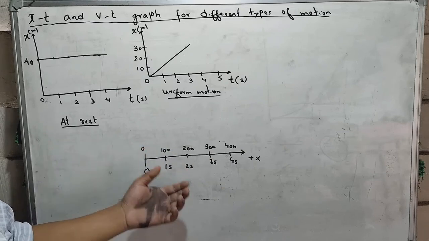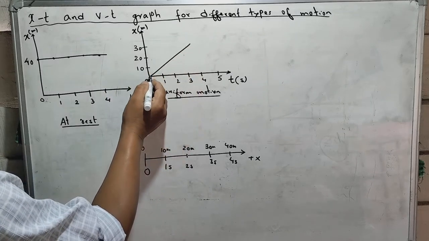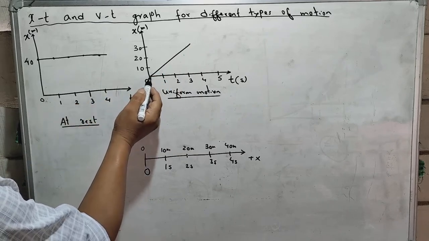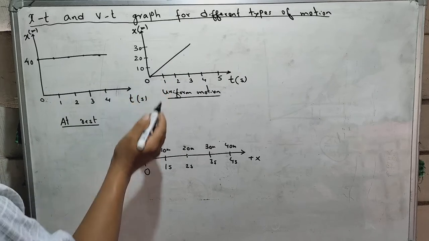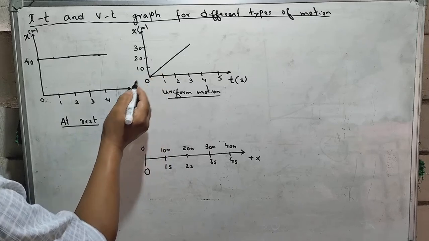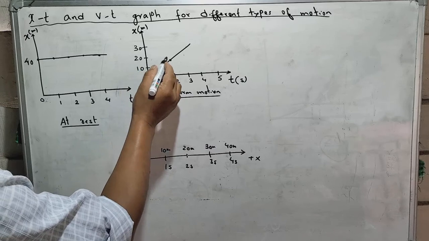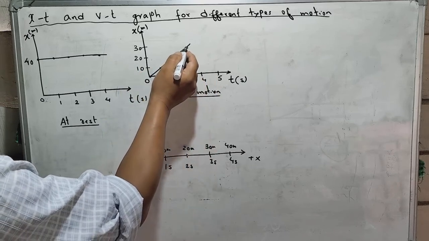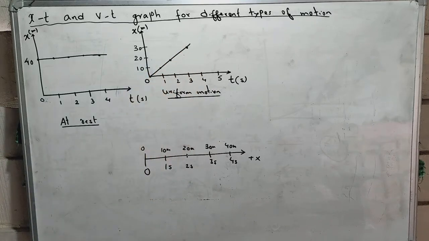When you plot the situation in a graph, you will find a straight line passing through the origin. Why do we get this graph? Look, when the time is 0, the position is 0. When the time is 1 second, the position is 10 meter. At 2 seconds, 20 meter. At 3 seconds, 30 meter, and so on. If you join all these points, you will get a straight line graph passing through the origin. So this is the graph for a uniform motion.